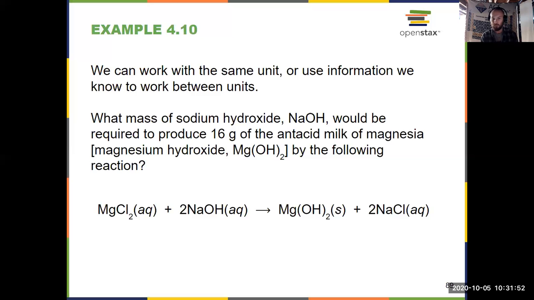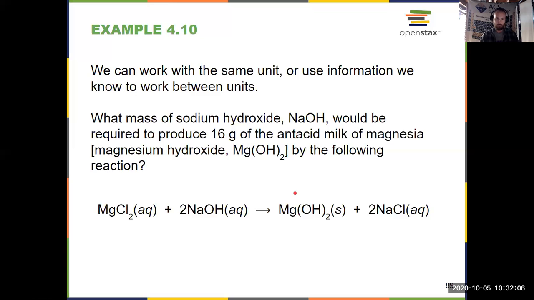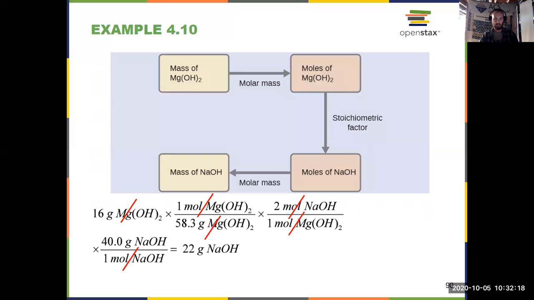Then when I have moles of magnesium hydroxide, I can relate it to moles of sodium hydroxide. That's the new thing from chapter 4. That's stoichiometry, knowing that it's 2 moles of NaOH for every 1 mole of magnesium hydroxide. And then once I have moles of NaOH, I can again convert that to grams by using the formula mass of sodium hydroxide. And that's all shown right here on slide 90. It's a 3-step conversion, final answer of 22 grams of sodium hydroxide.